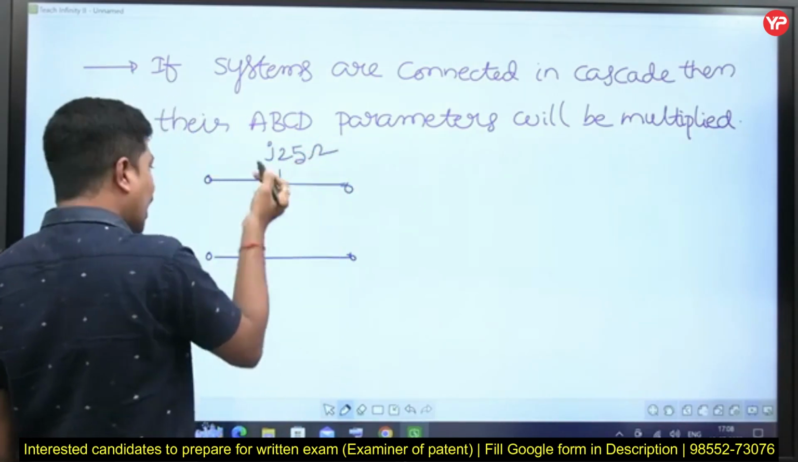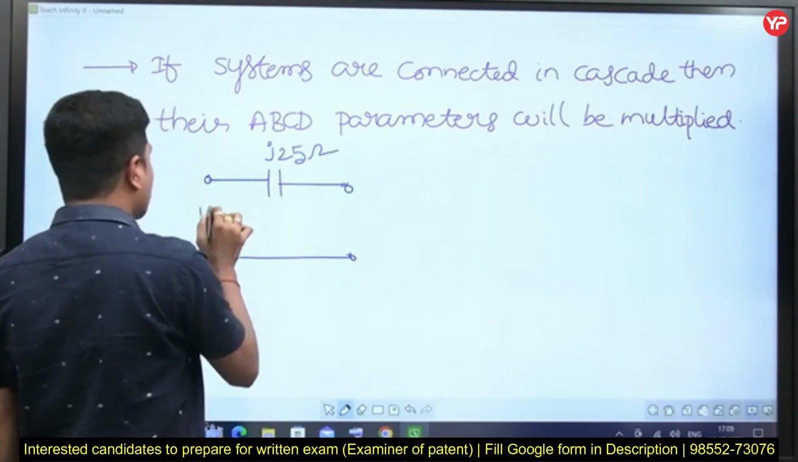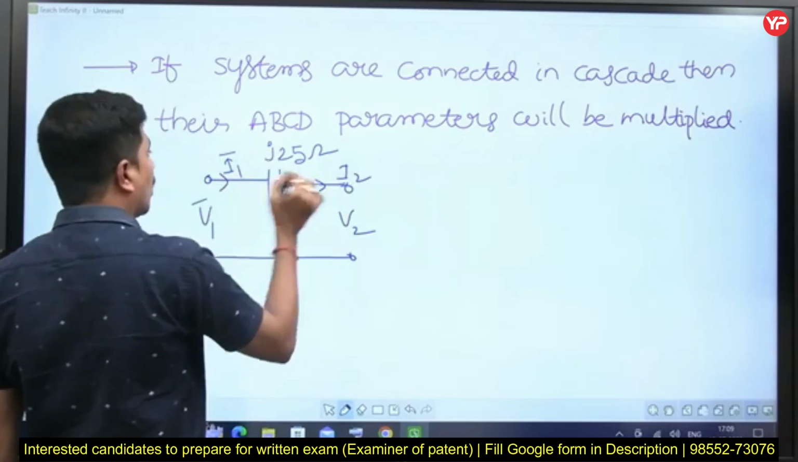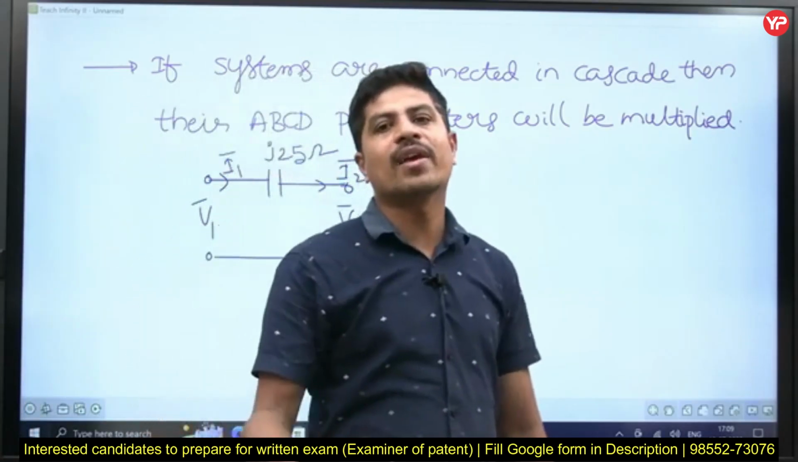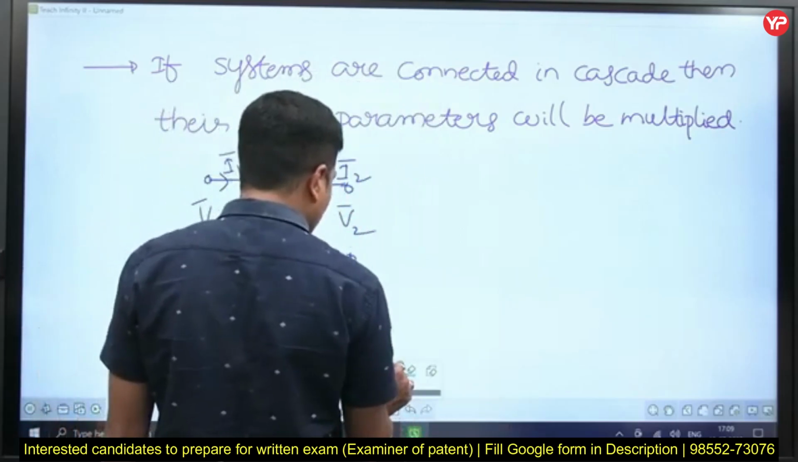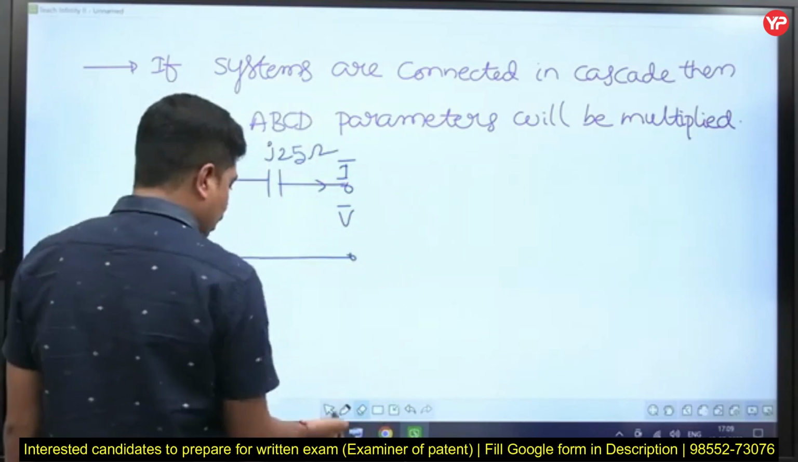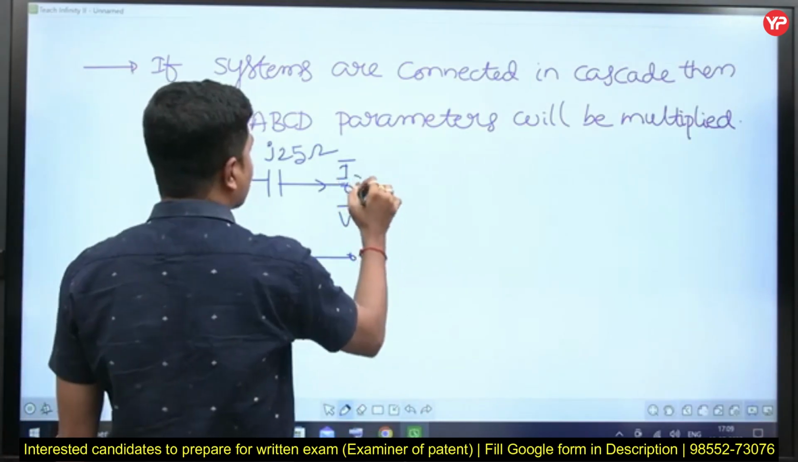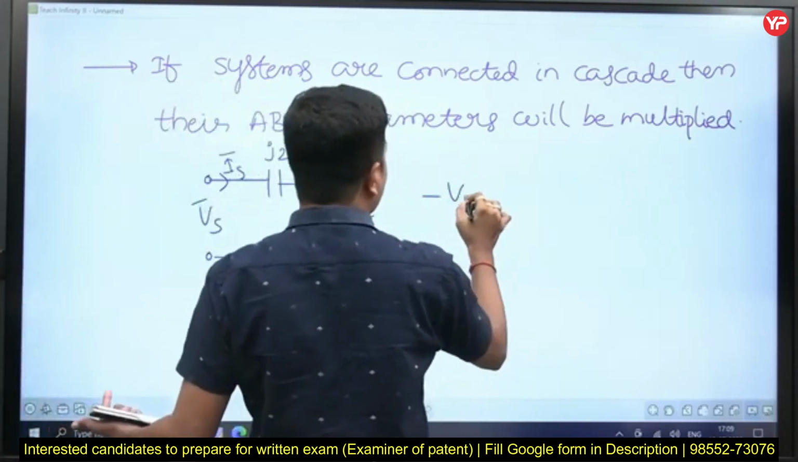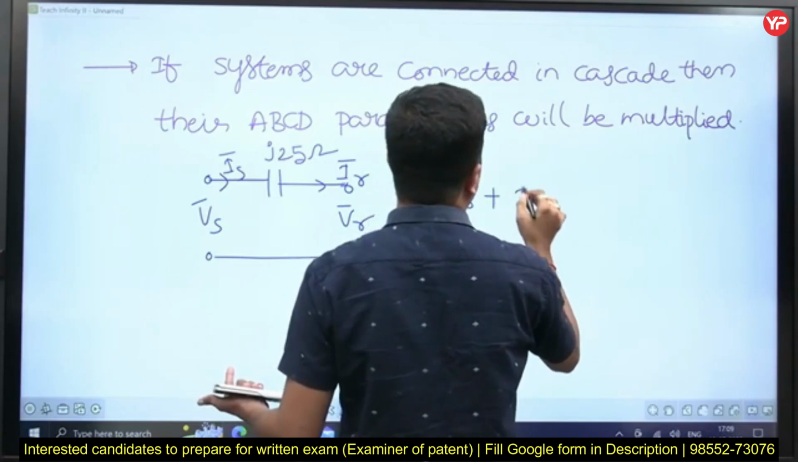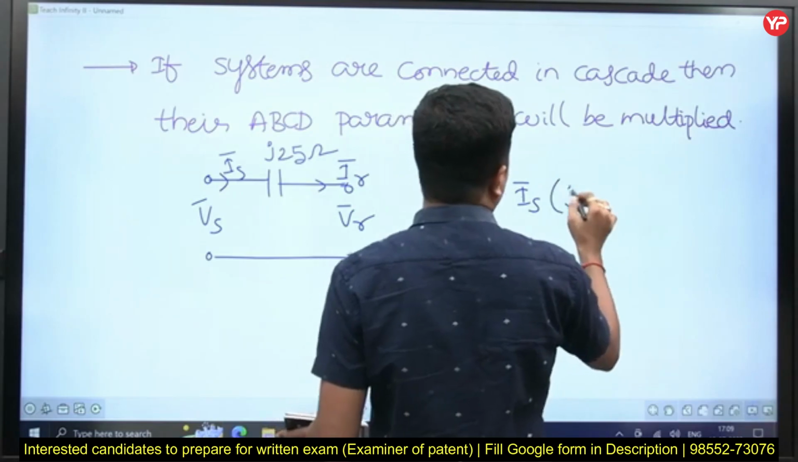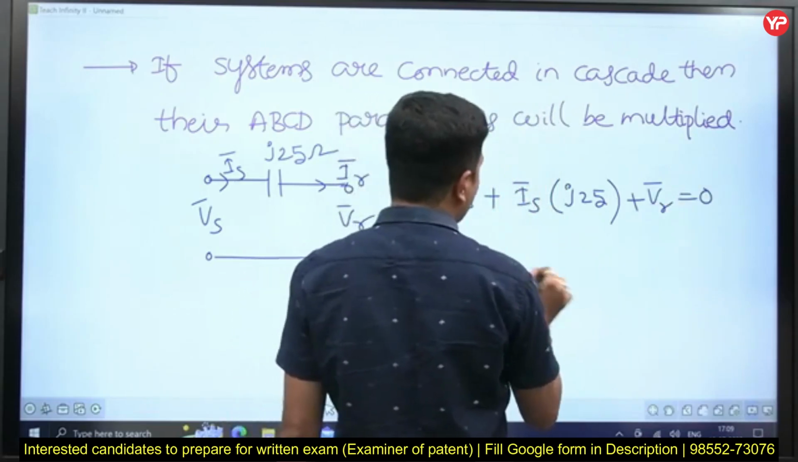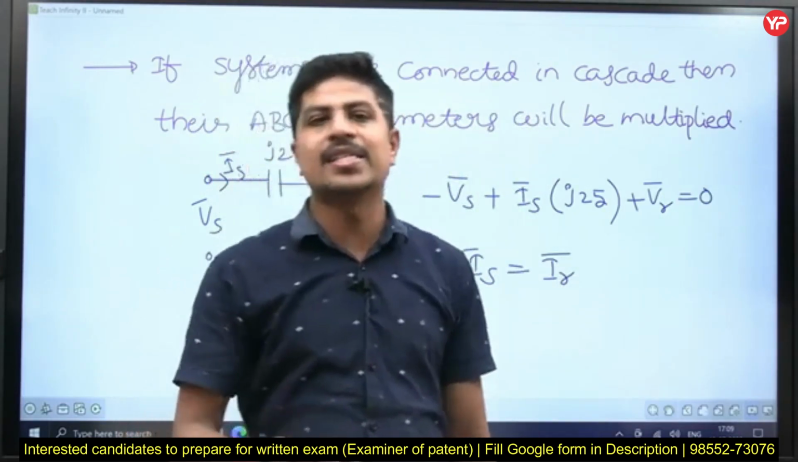This is 25 ohms. Now let's find. I'll take it like this: V1, V2, I1, I2. What are the ABCD parameters? Let's take it as Vs and Is only. I'll take it as Vs, Is, VR, IR. But these are not the ultimate Vs, Is and VR, IR, please do remember. This is VR, this is IR. Write down the equation: minus Vs plus Is into J25, all being phasor quantities, plus VR is equal to 0. And I know one thing, that Is is equal to IR because it is simply a series circuit.